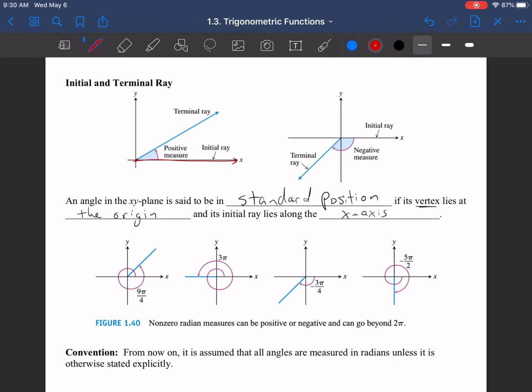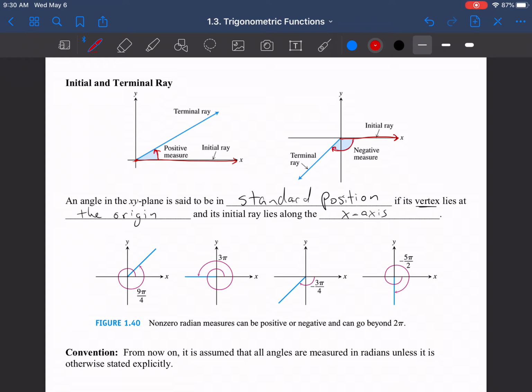We put its base right there, its vertex right at the origin, and then we're going to rotate it around to its final position from there. So we lie it along the positive x-axis, and then we rotate it around. So here, we're going to lie it along the positive x-axis, and then rotate it around to its final position called the terminal ray. Okay? That's what we are doing there.